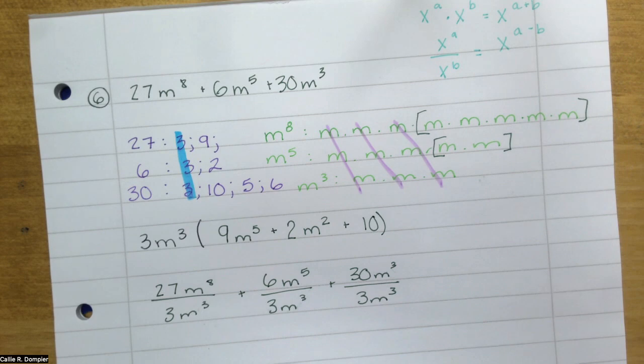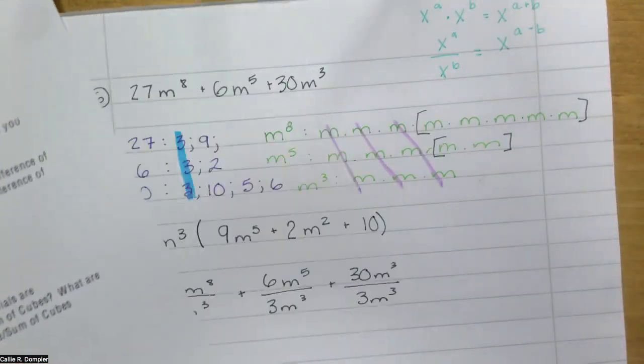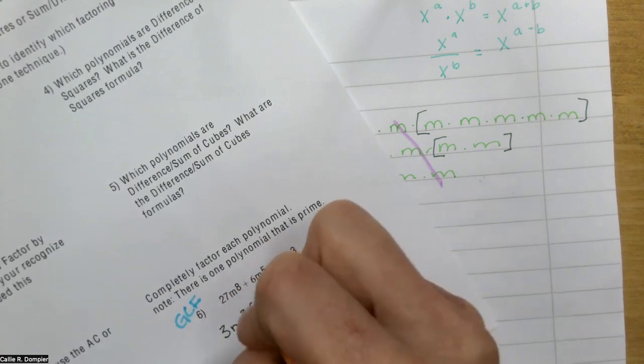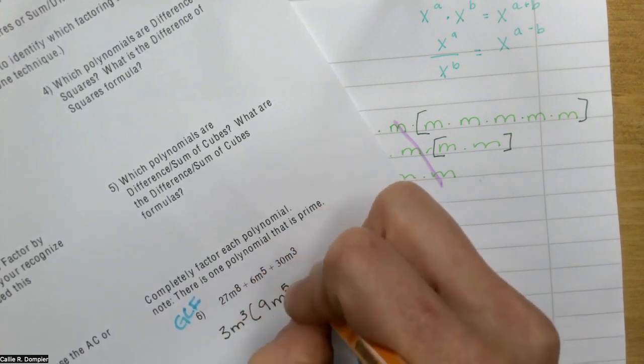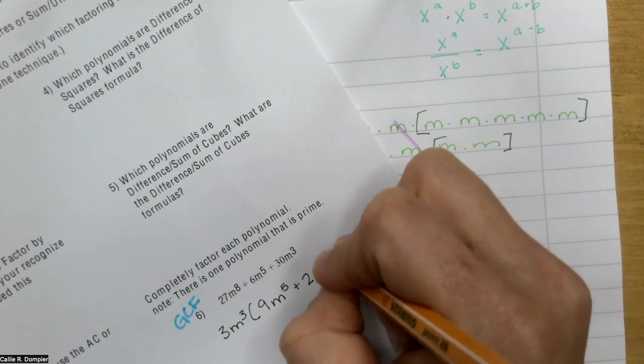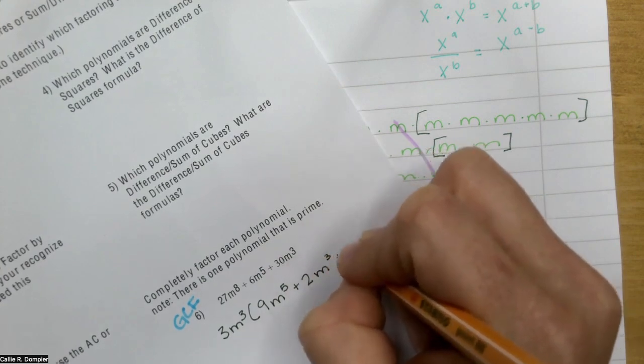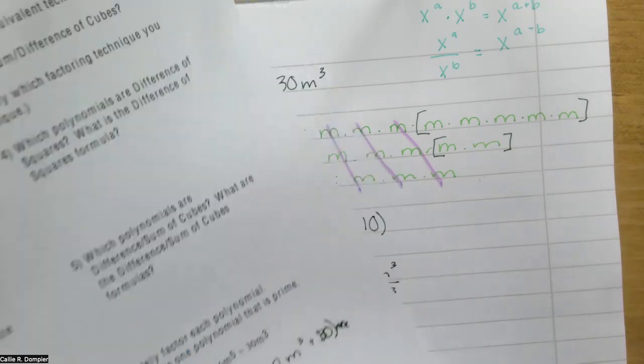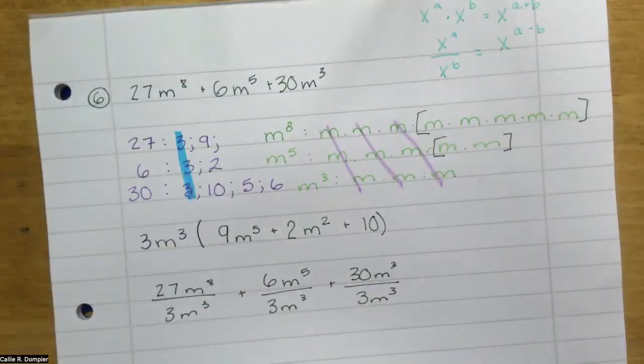So that is the factored form of 27m to the 8th plus 6m to the 5th plus 30m to the 3rd. And m. Nope, no m's. Sorry. That was ridiculous. Moving on.